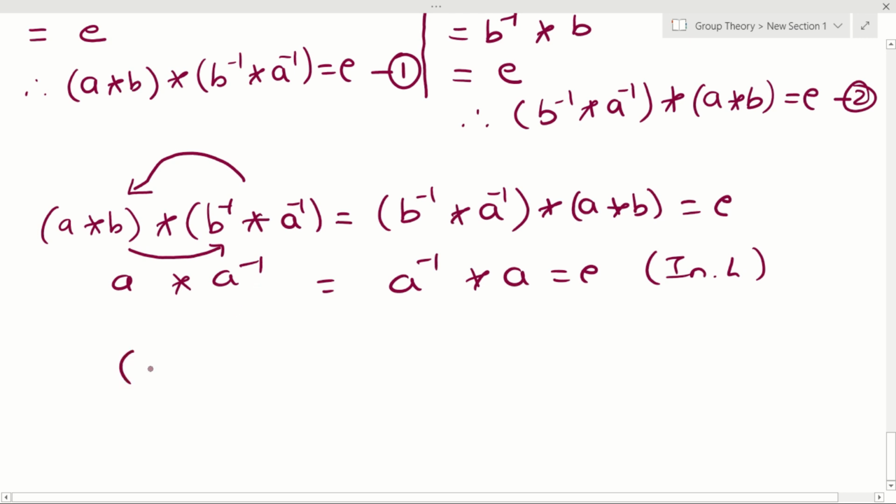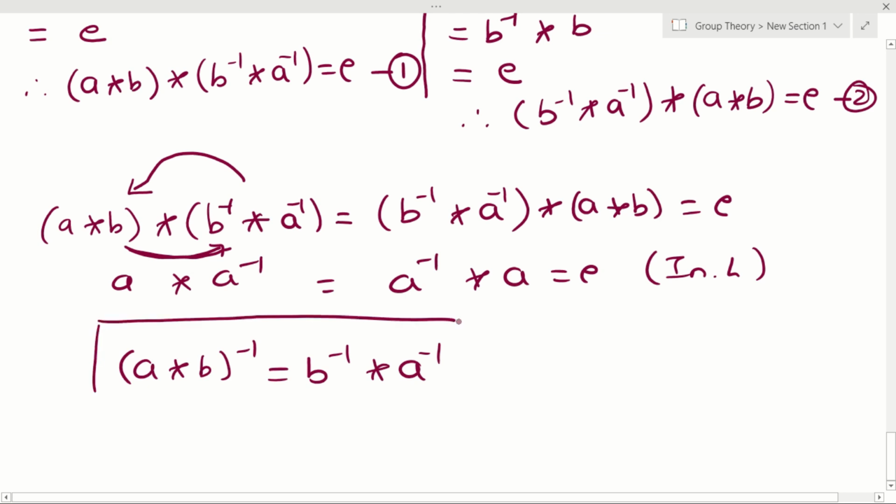Therefore what is the inverse of A star B? That is B inverse star A inverse. Therefore, we have proved it. You can observe this: we call it the reversal law because A star B whole inverse is written in reverse order, B inverse star A inverse.